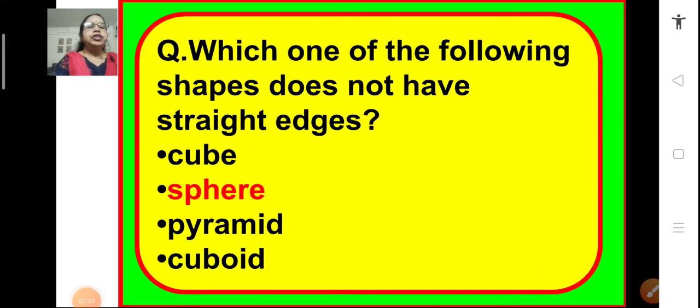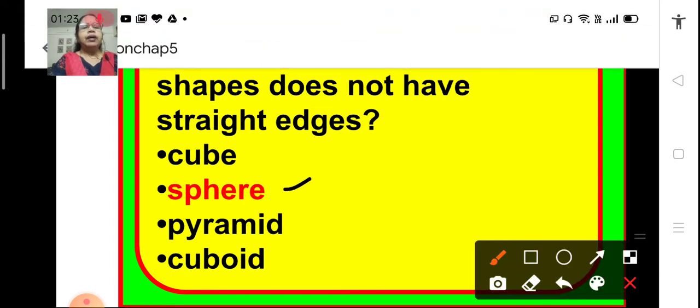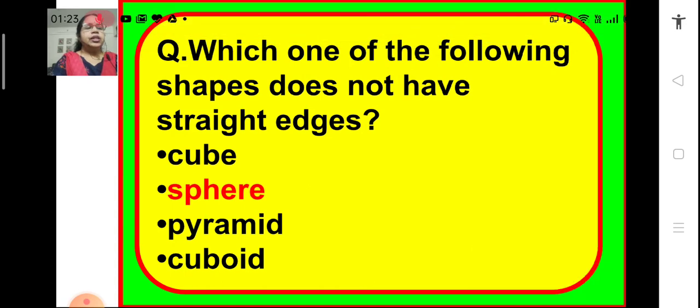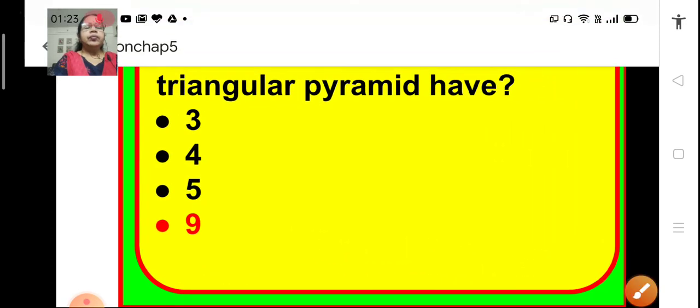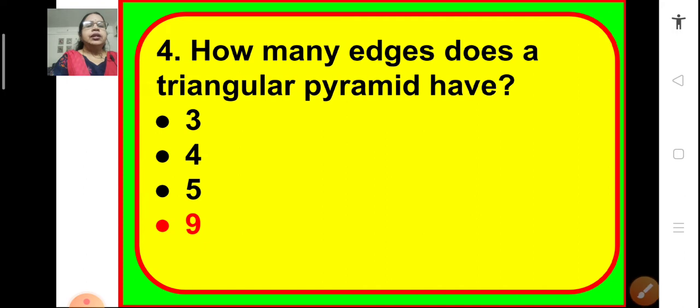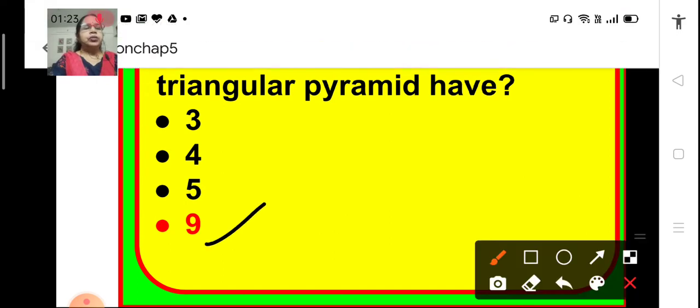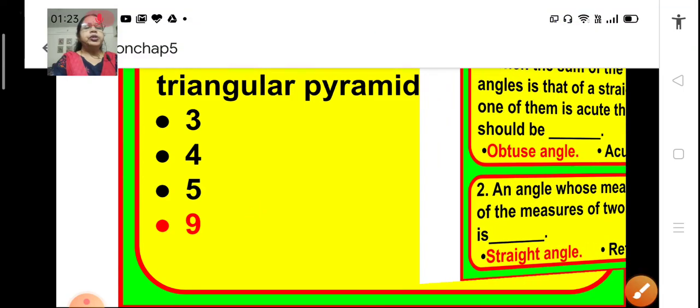Next question. Which one of the following shapes does not have straight edges? Cube, sphere, pyramid and cuboid. So sphere does not have straight edges. Next question. How many edges does a triangular pyramid have? So we know that a triangular pyramid will have 9 edges. So 9 is the right option. Click on the right option.